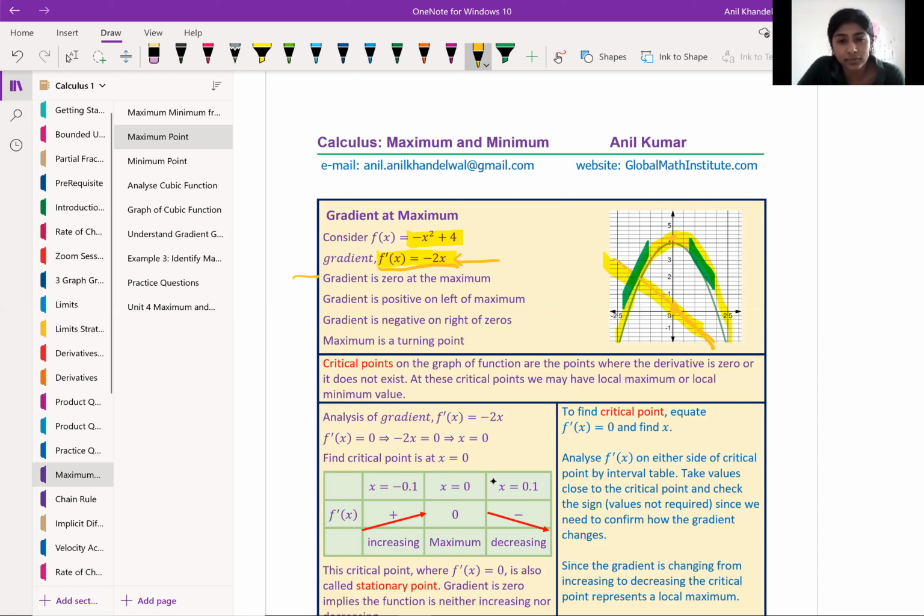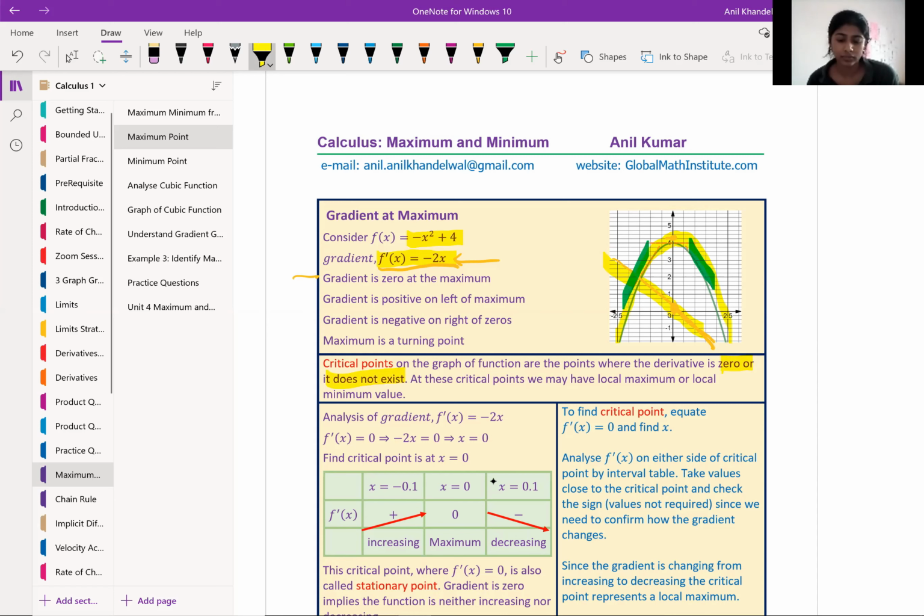Now that brings us to a very important definition, and that is the definition of a critical point. Critical points on the graph of a function are the points where the derivative or gradient is 0 or it does not exist. So that is how we define a critical point. A critical point could have a derivative which is 0 or it does not exist.